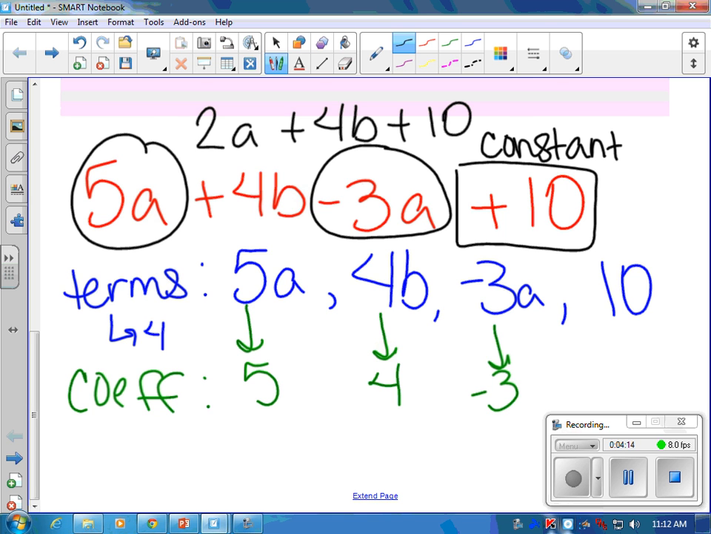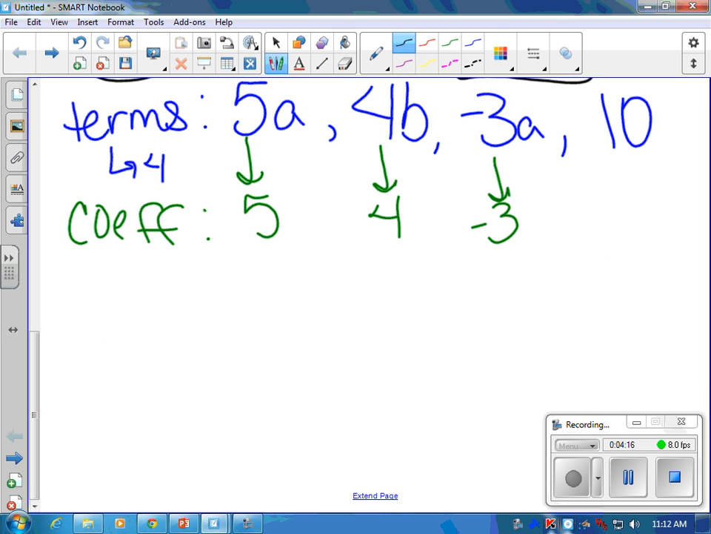The last thing I want to do, I'm going to write a pair of terms, and we are going to decide, are they like terms or are they not like terms? So the first pair I want to look at is 6x and negative 4x. Thumbs up if you think these are like terms, thumbs down if you do not. Okay, this one should be pretty simple. They both have x as their variable. These are like terms. We could combine them together.